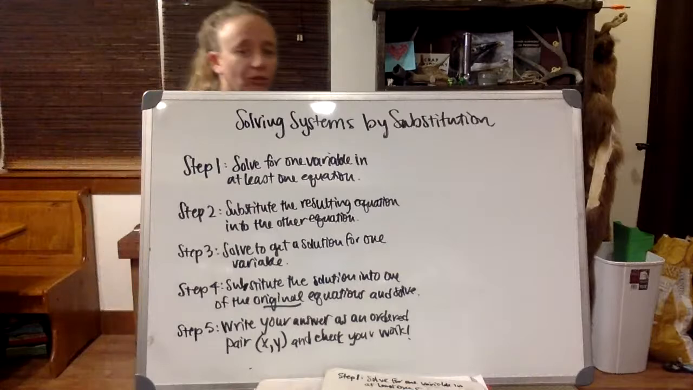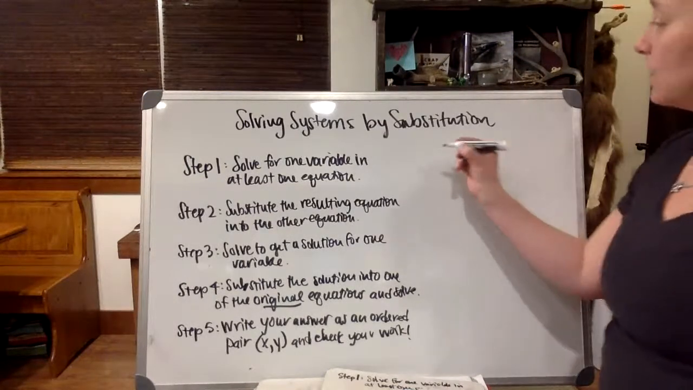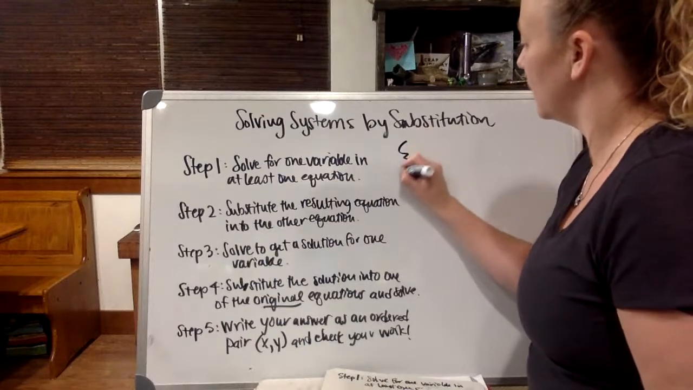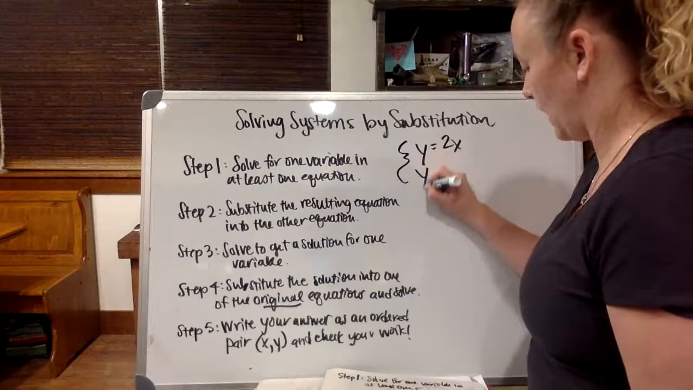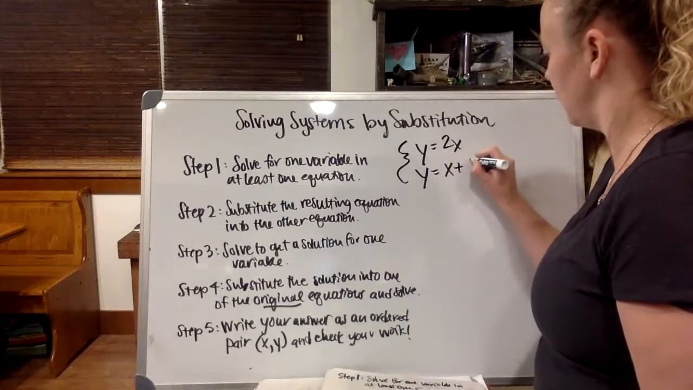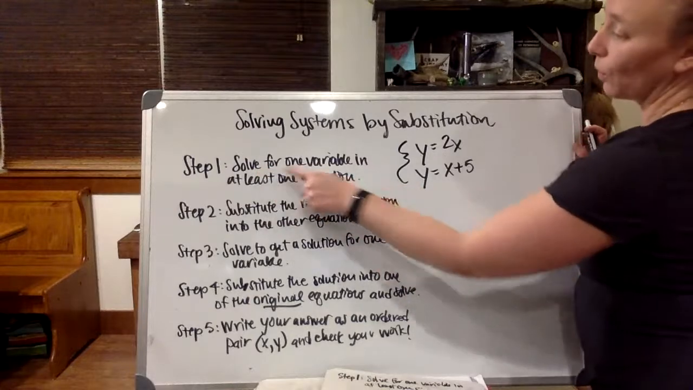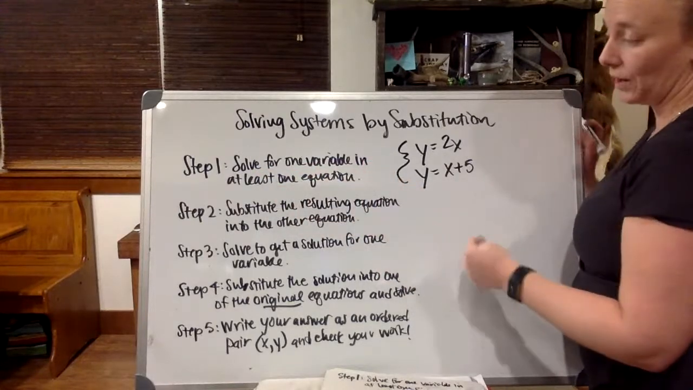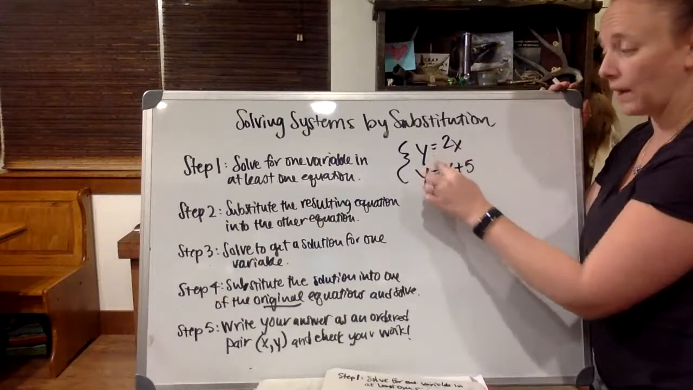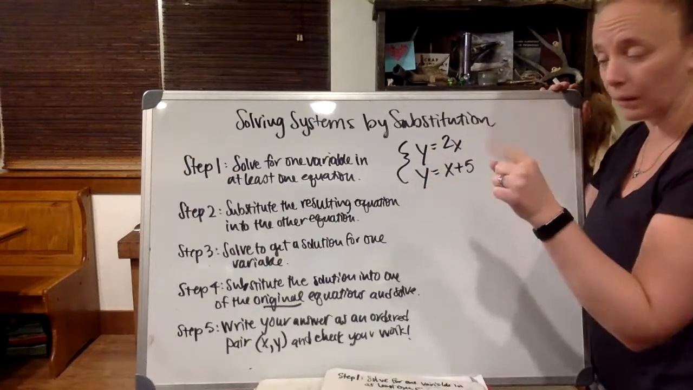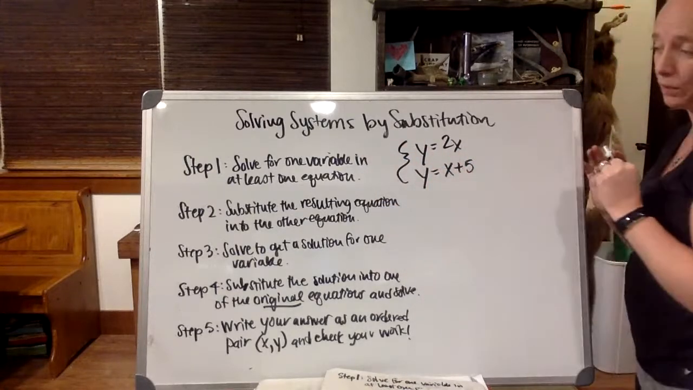Okay, so let's first get a system of equations down so we can see how to work through this as we go along. We have this system: y is equal to 2x, and y is equal to x plus 5. That is our system. If I look at these, it says solve for one variable in at least one equation. And both of these equations are already solved for y. They are solved for one variable. That's really helpful. That means I don't have to do step 1. It's already been done for me.